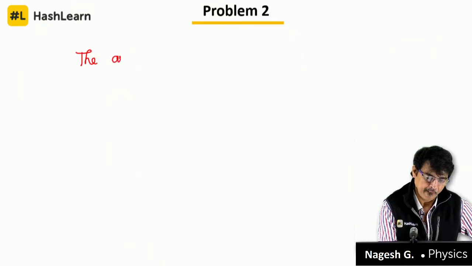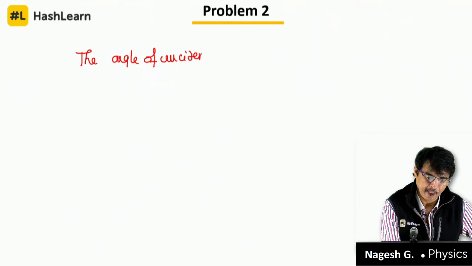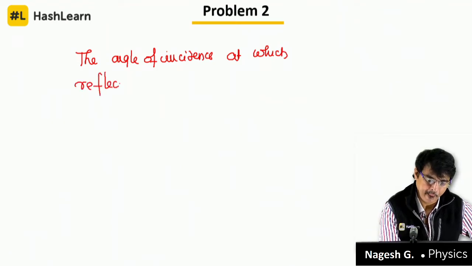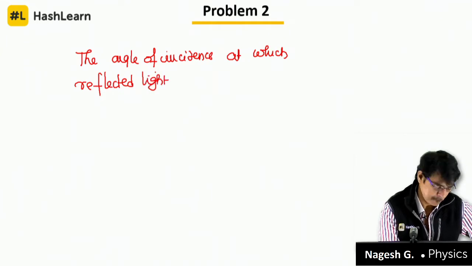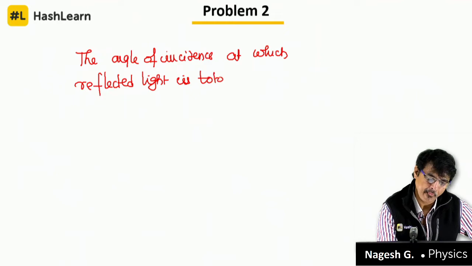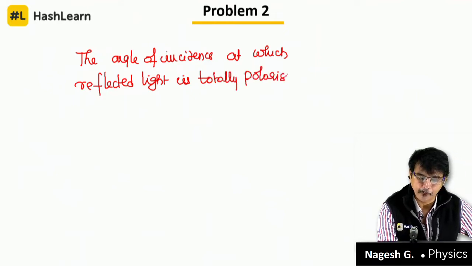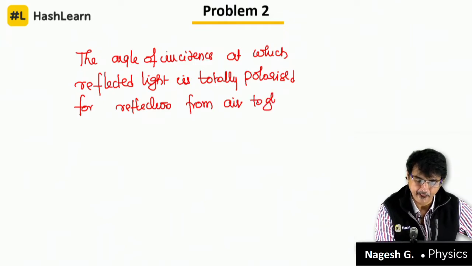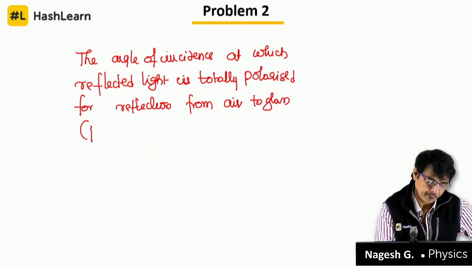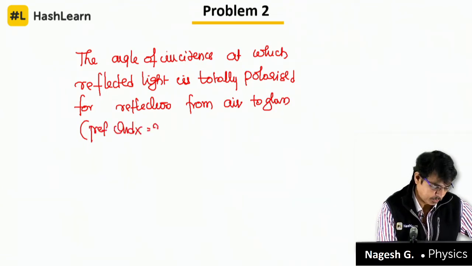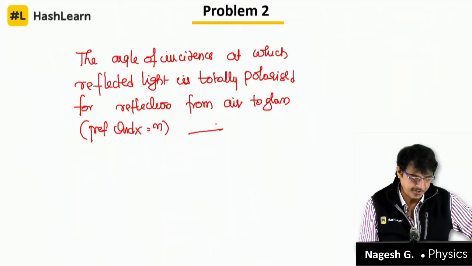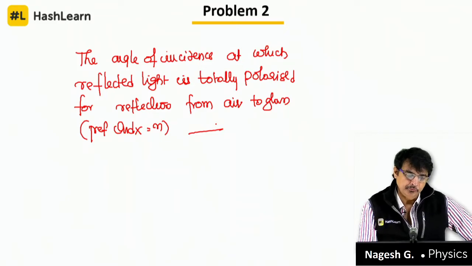The angle of incidence at which reflected light is totally polarized, for reflection from air to glass of refractive index n, is equal to... This is Indrajit, carry on. The angle of incidence at which a reflected light is totally polarized for reflection from air to glass.